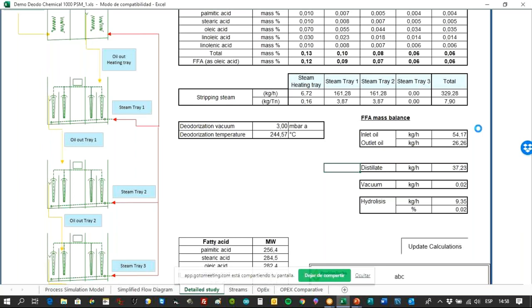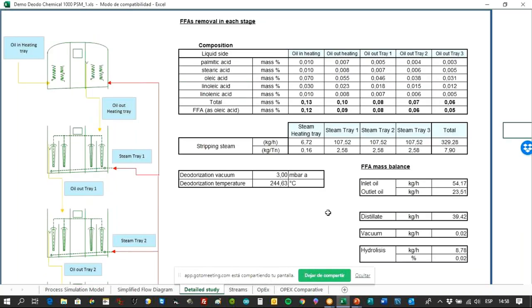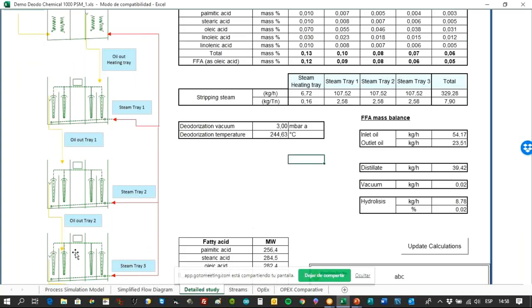Yeah, now we get 0.05 FFA mass percent as oleic acid. So we are still in our target in terms of free fatty acid in the deodorized oil, okay, using the same stripping steam, and taking advantage of our extra capacity, let us say, of our deodorizer. And now let us check quickly the numbers in terms of operative expenses.